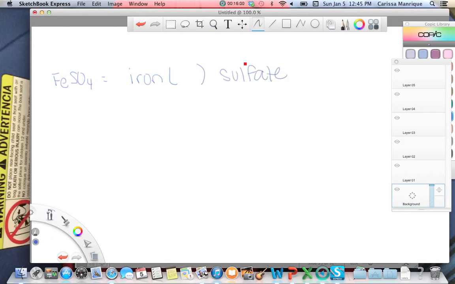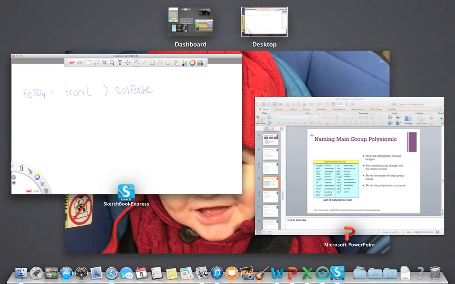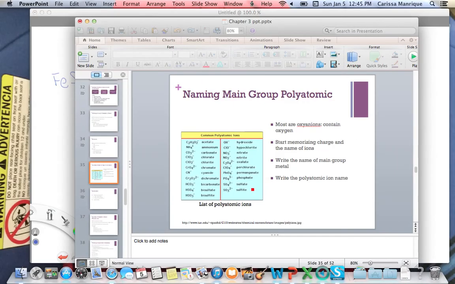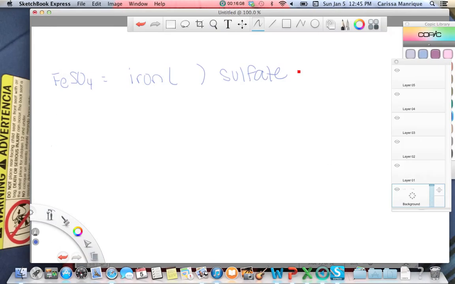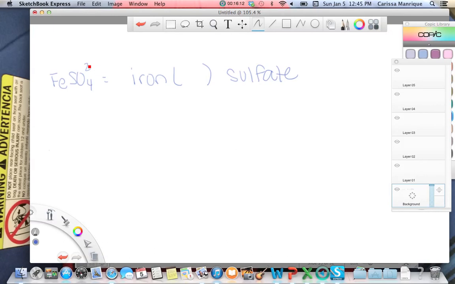Now again, if we go to our chart, let's see what charge it has. It says sulfate as a 2 minus. Okay, so over here, sulfate 2 minus. So what charge does iron need to have to neutralize that? A plus 2. So I know this is going to be iron 2 sulfate. Let's look at another one. We did this one.